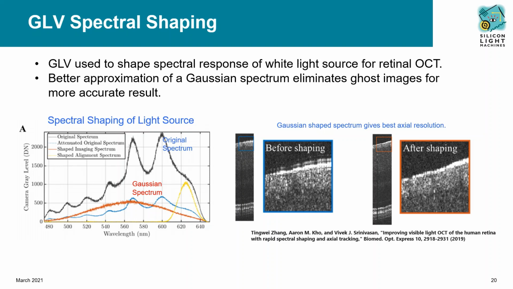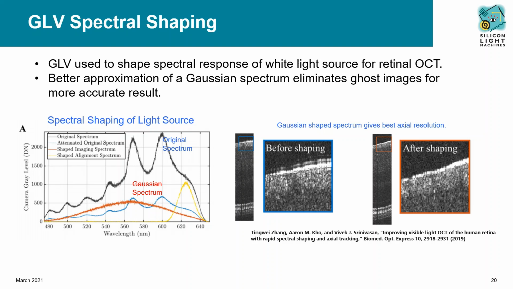Researchers at UC Davis have applied the GOV to improve the resolution of a new OCT. This is done by using the GOV to shape the spectrum of a supercontinuum light source. The light from the broadband laser, whose original spectrum is seen in black on the left, is separated into its different wavelengths and projected onto the GOV. The GOV can then attenuate the individual wavelengths, such as to transform the original spectrum into a Gaussian spectrum, the red line on the plot. A Gaussian-shaped spectrum provides the best axial resolution.